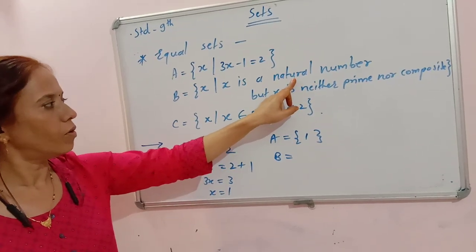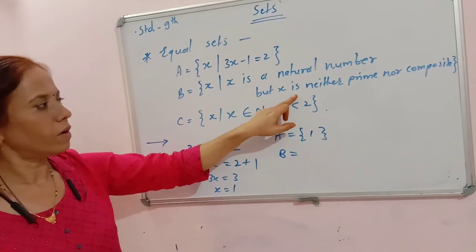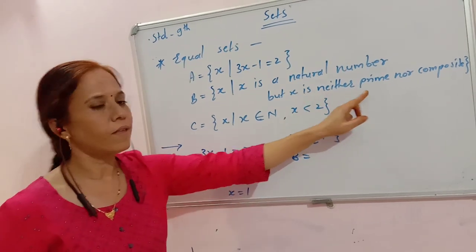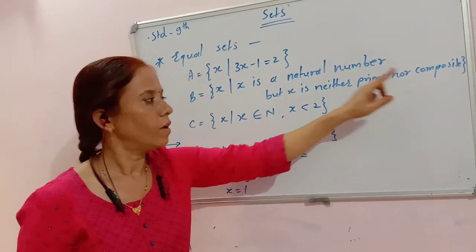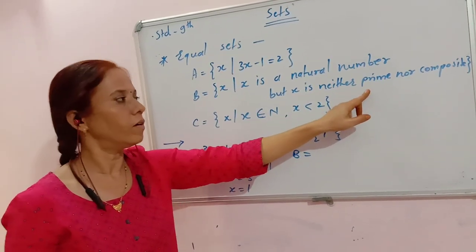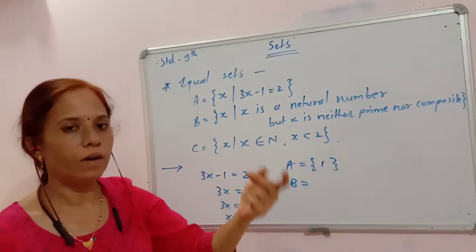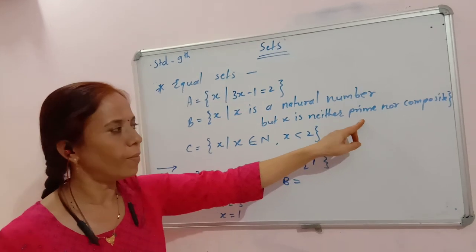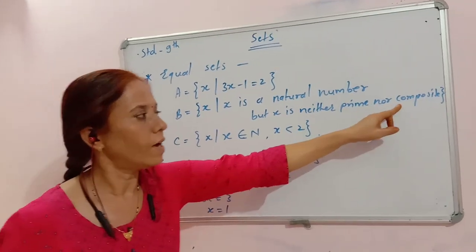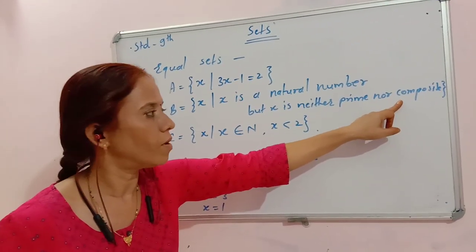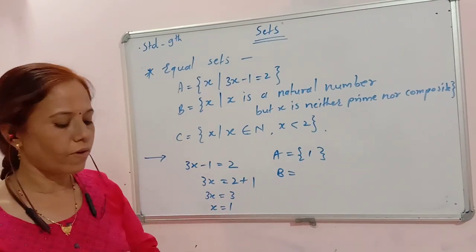Now what we have known, x is a natural number, but what is another condition? That is, x is neither prime nor composite. Now what are prime numbers? The numbers which have only two divisors, that is 1 and the number itself, are prime numbers. And composite numbers means what? The numbers which have more than two divisors.